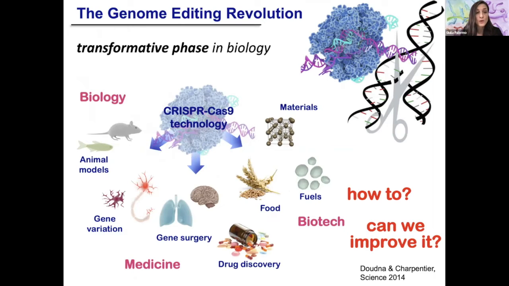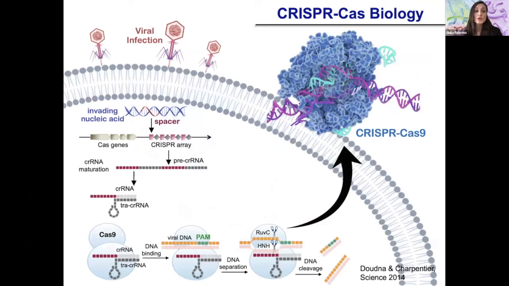This system comes from a bacterial immune response against invading viruses, which triggers the action of this protein Cas9 that binds RNA and uses its sequence information to target DNA and perform double-stranded DNA cleavages.